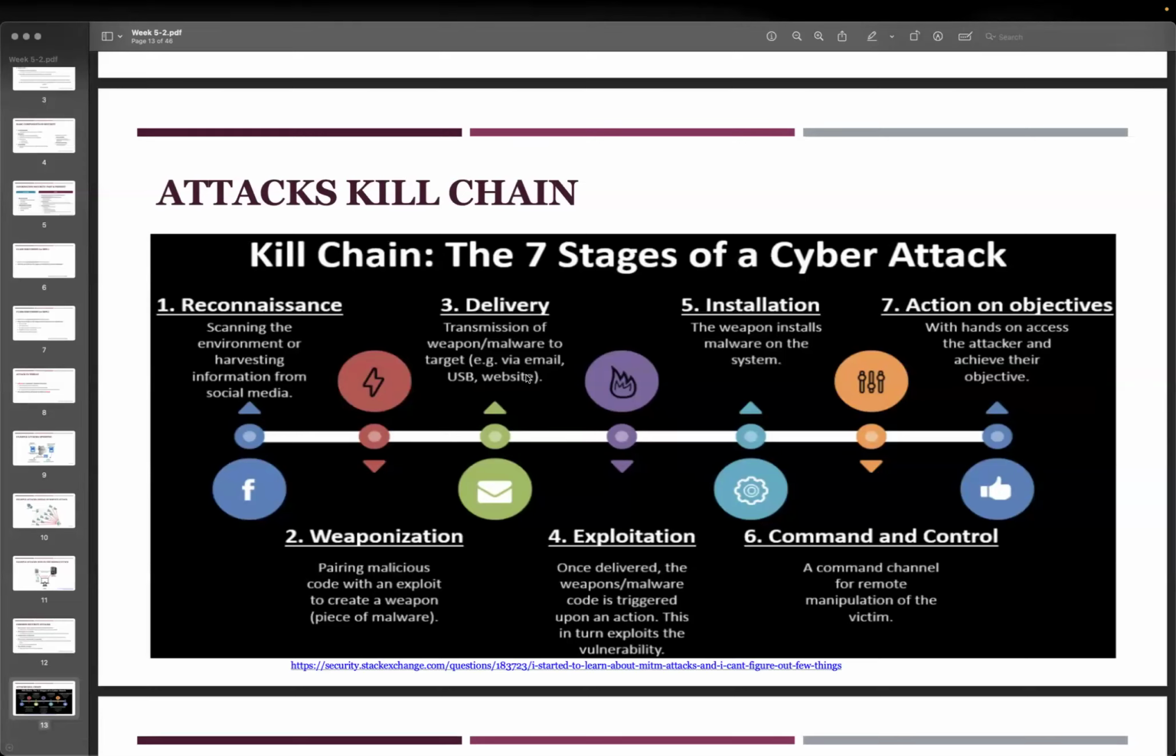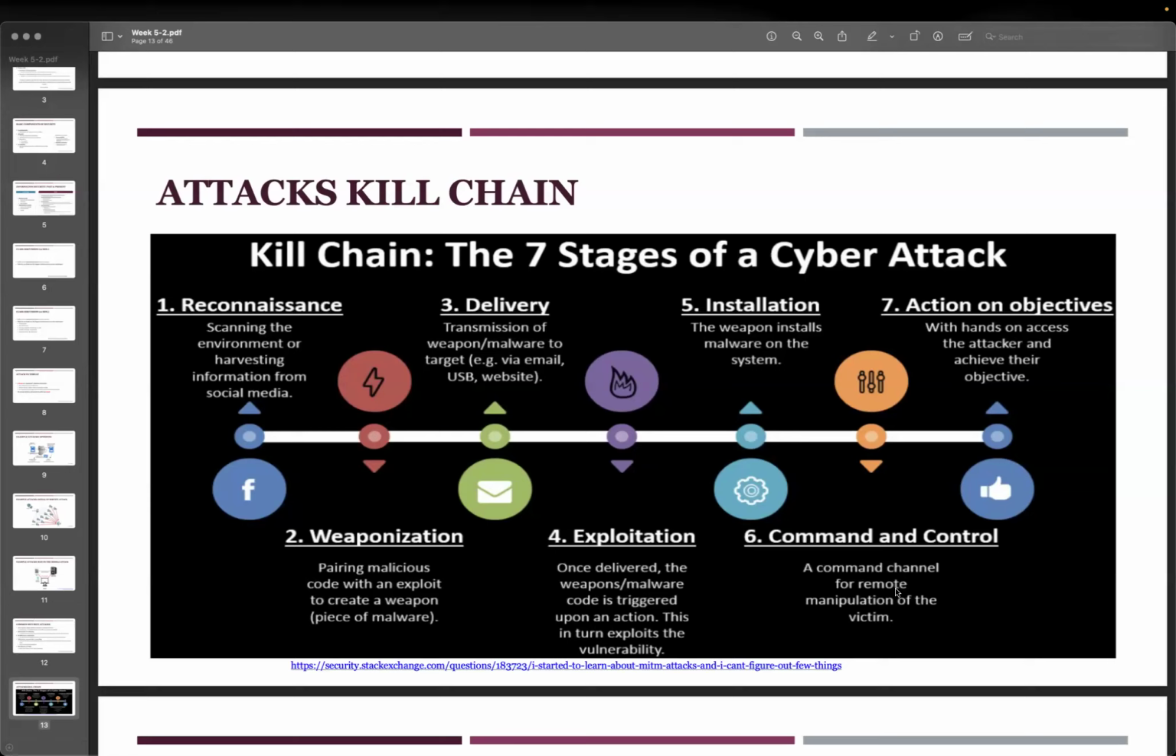Once it is delivered, we move on. They let it trigger upon a certain action, maybe looking for some vulnerability, meaning some backdoor risk. If they are able to do that, then they will install malware on the system. After they are able to install it, most of them scan your system, set up a remote backdoor, and send all your data back to their server, or sometimes encrypt it.